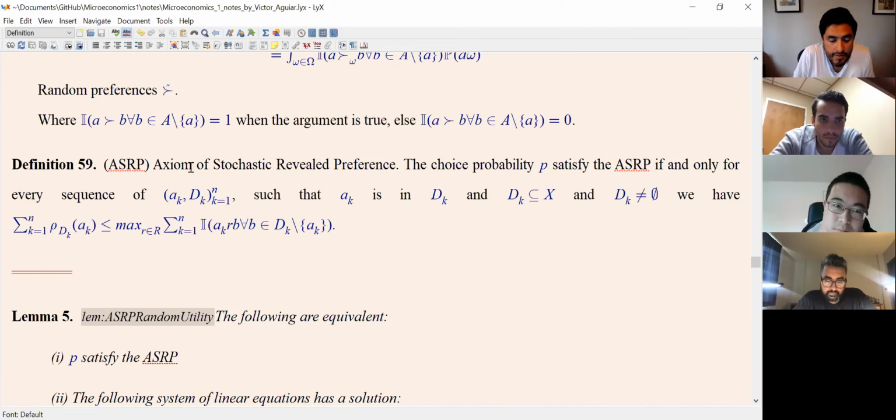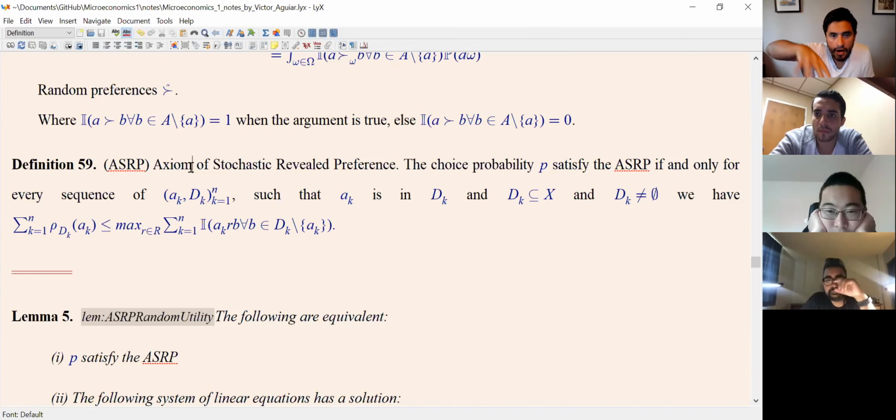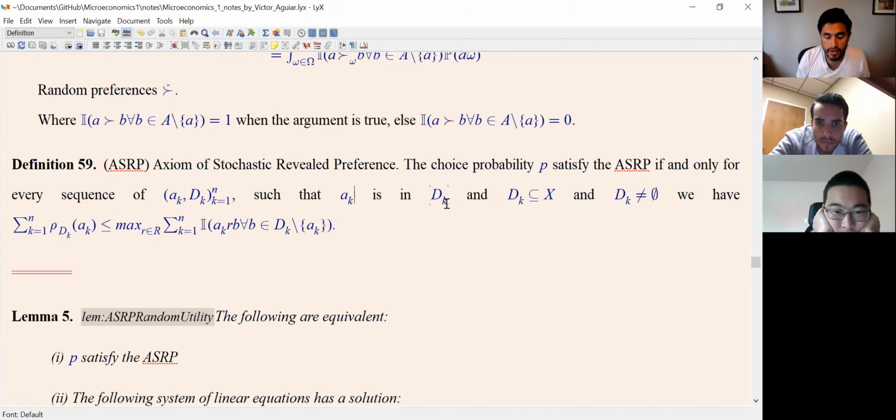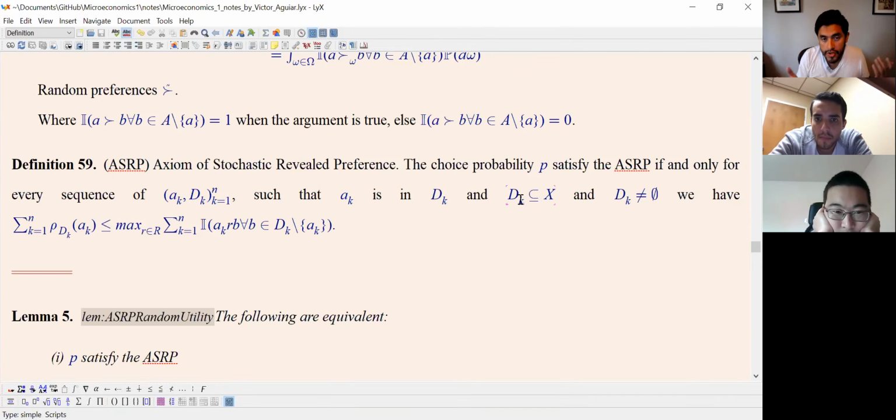So it's the axiom of stochastic revealed preference. And this basically tells you that, given a choice probability, so this is the data, which means that I observe the choice probability for all alternatives in all the choice sets. This doesn't need to have full variation in choice sets. It needs to have partial variation in choices, right? So you don't need to have rich variation. Some variation is fine. So 2 menus is fine. Then, for any sequence of pairs of alternatives and menus, (A_k, D_k), such that A_k belongs to the menu D_k, and of course D_k belongs to the grand choice set X and is not empty.